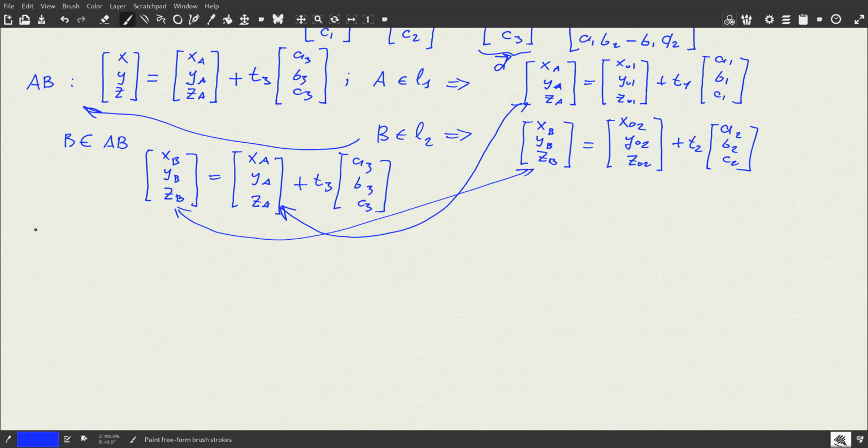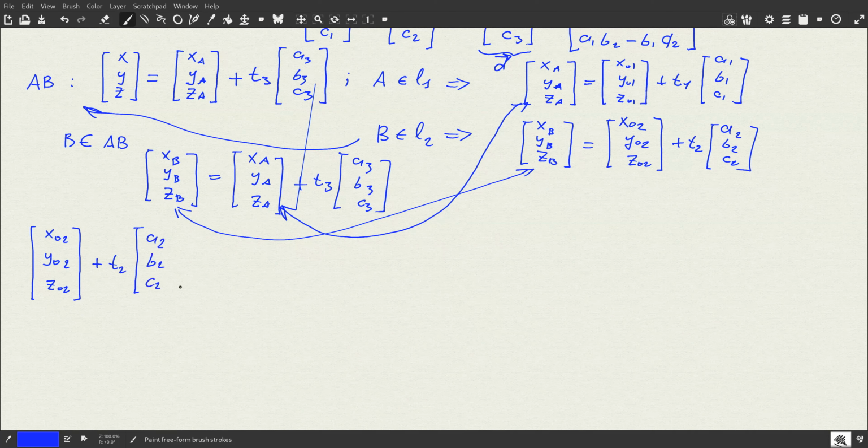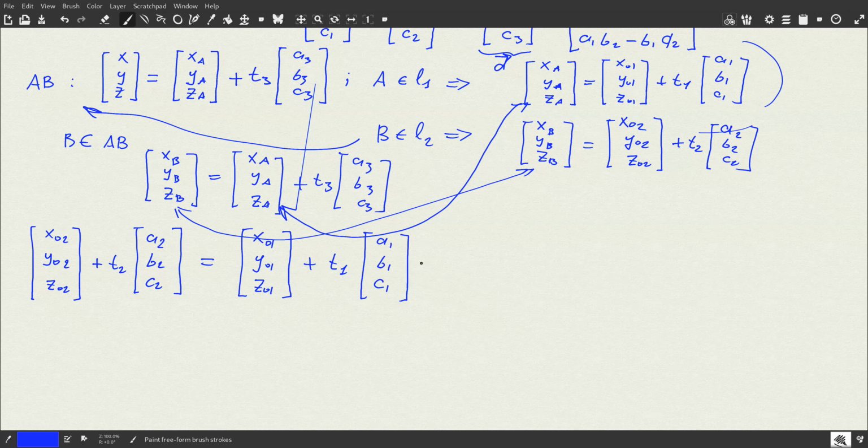We finally get, okay, in the left hand side it will be X02, Y02, Z02, that's for B point, plus T2 times A2, B2, C2 equals to, in the right hand side for XA we take this, X01, Y01, Z01 plus T1 times A1, B1, C1, and don't forget plus from this equation T3 times A3, B3, C3.